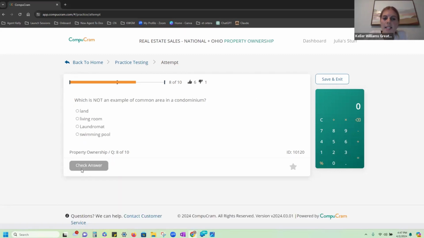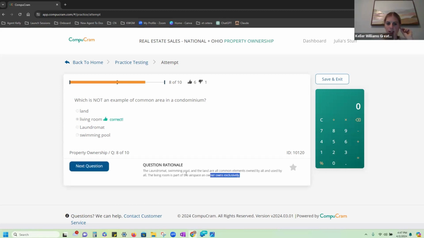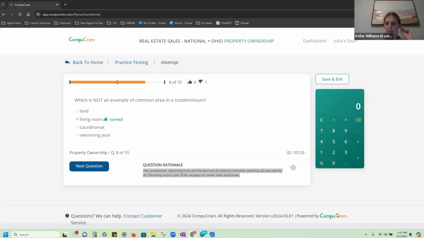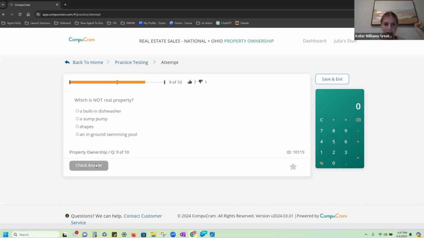Which is not an example of common area in a condominium? A, land, B, living room, C, laundromat, or D, swimming pool. So which is not an example of common area in a condominium? All right. B, living room. Good job. I would hope someone's living room isn't common area. All right, good job, guys.